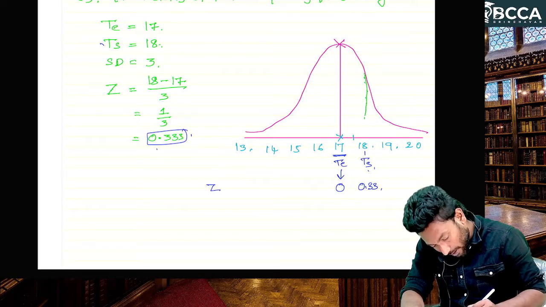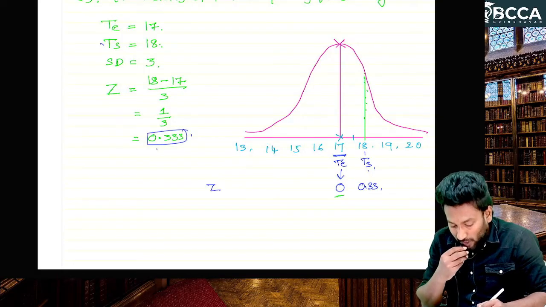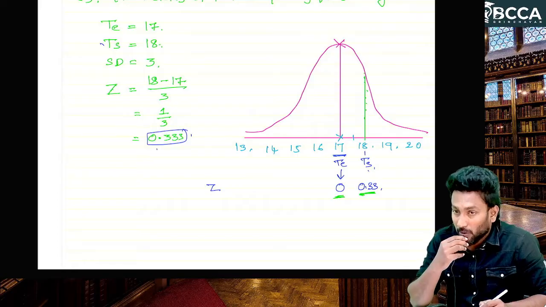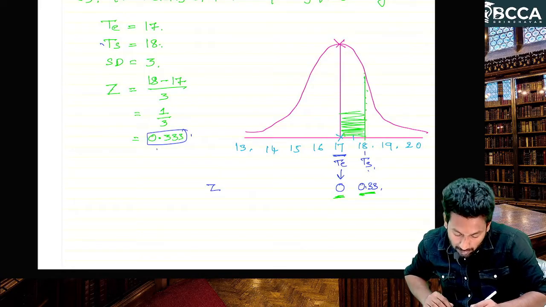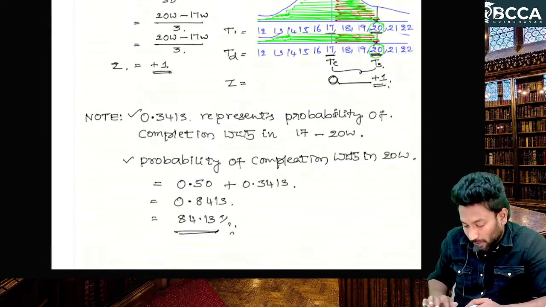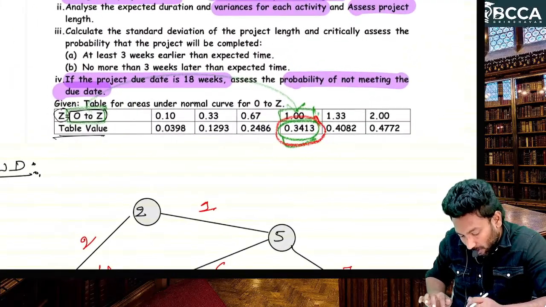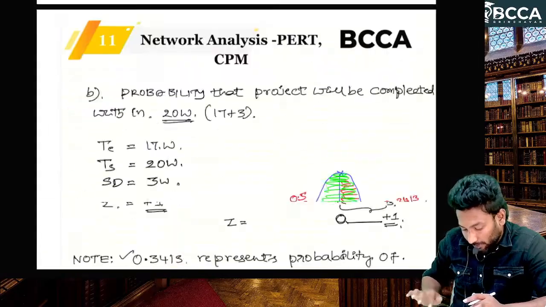They have given Z value 0 to Z, which means our Z value is the current Z value, 0.33. So the area is in between. Look at the table and tell me the table value for 0.33. 0.33 gives 0.1293.